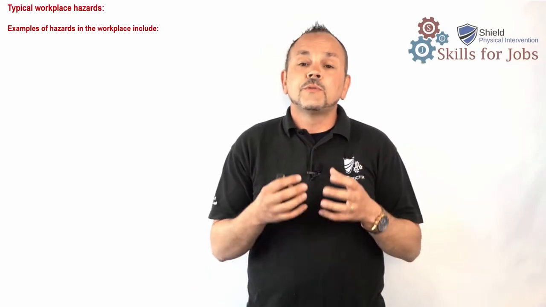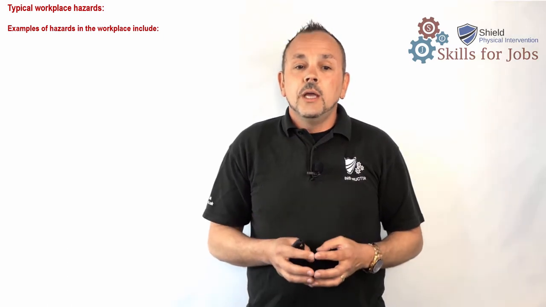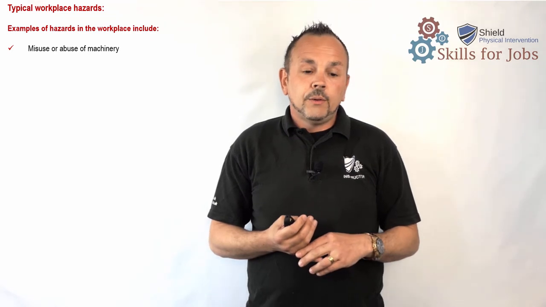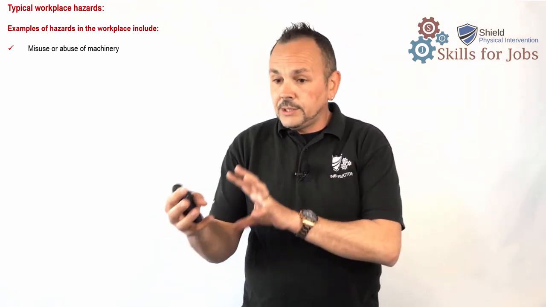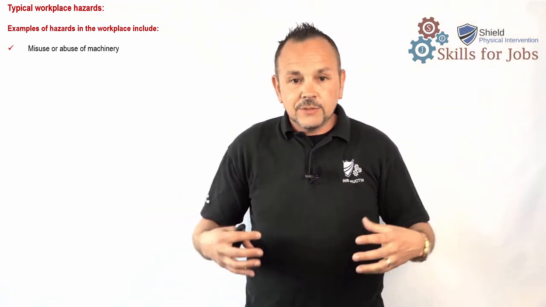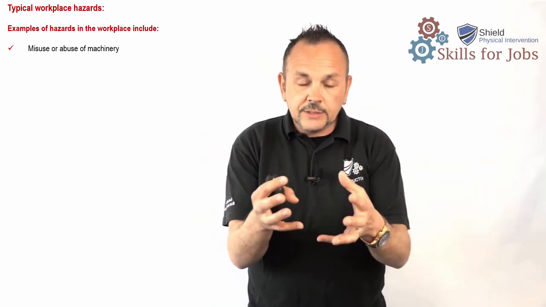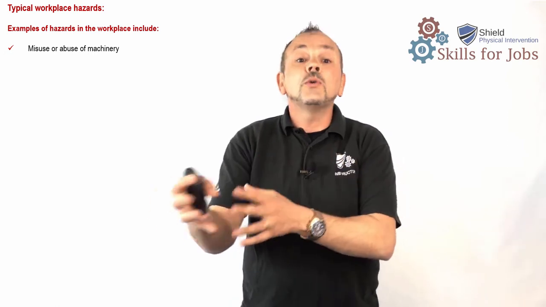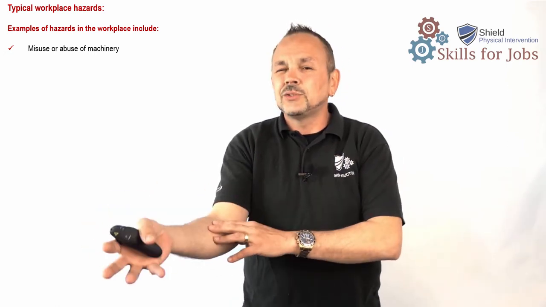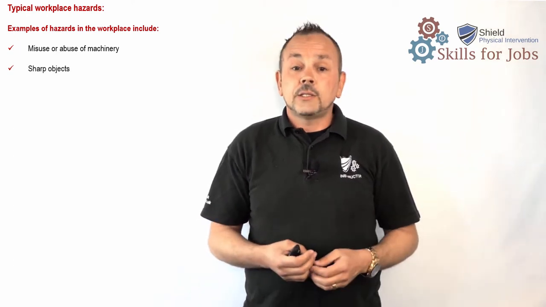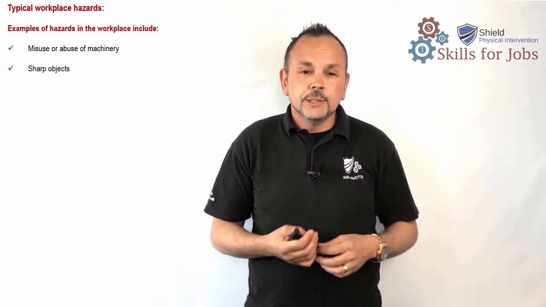So let's look at some examples of typical workplace hazards. Misuse or abuse of machinery could be one. Now, is that the risk or the hazard? Well, it's a hazard, isn't it? Because if someone has been provided with training on how to use a machine or provided personal protective equipment and they don't use it, they may not cause themselves an injury, but they've got the potential to do so. So that's a hazard. Other hazards are sharp objects like needles and knives, particularly when searching.